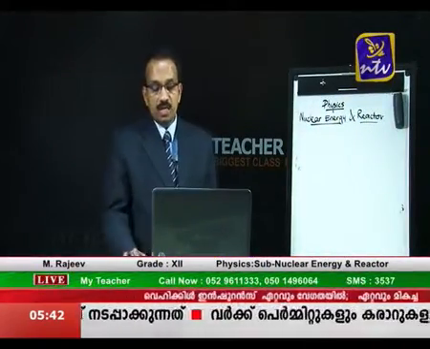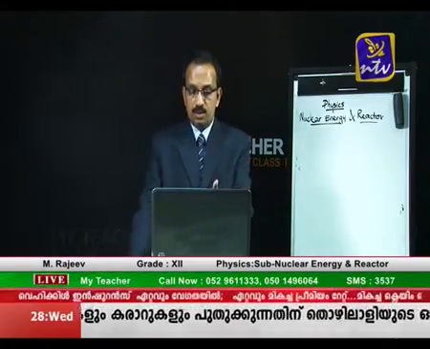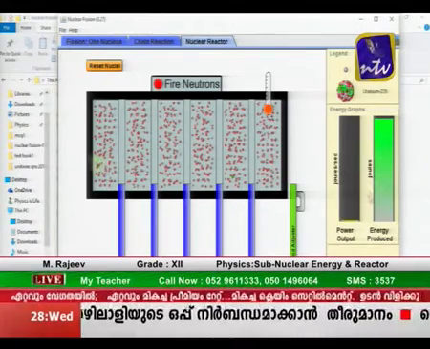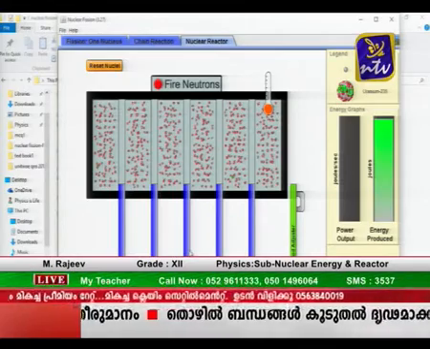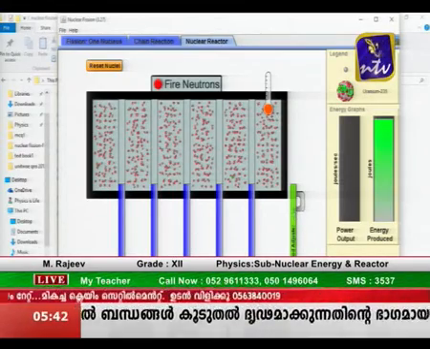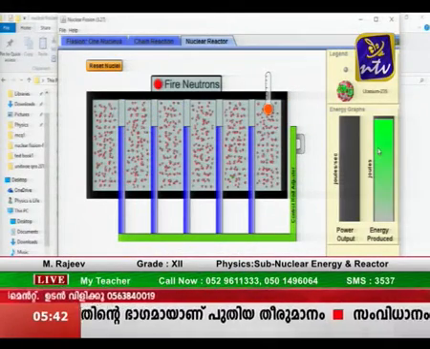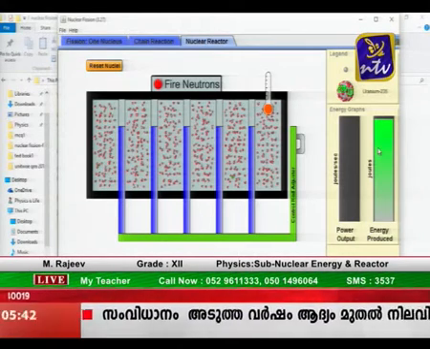So if the control rods are pulled out maximum, you see on the screen, the energy released is too high. A very big amount of energy is released with the fission reaction. Okay, but surely, with the help of the control rods, we would be able to control the rate of reaction. This is how we control the amount of chain reaction.